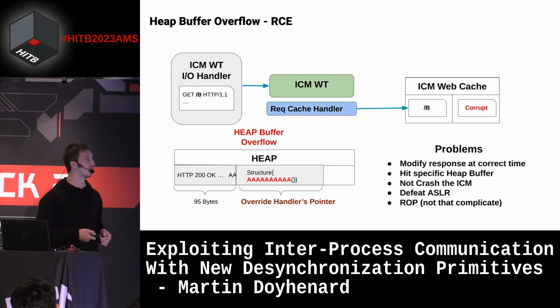We also need to hit the specific heap buffer, so this specific structure, and the specific position. If not, we are going to crash the ICM. That is what we are going to see a lot of times. We also need to defeat memory address randomization. That is quite complex. We will probably need another vulnerability.